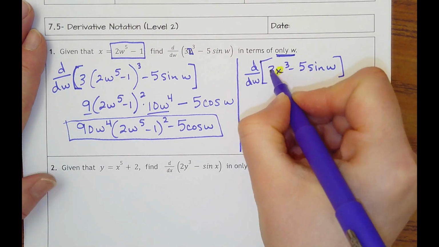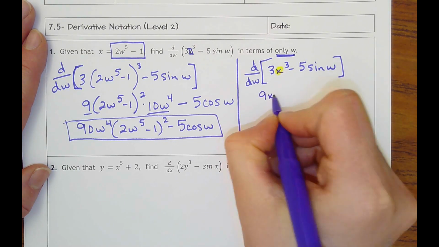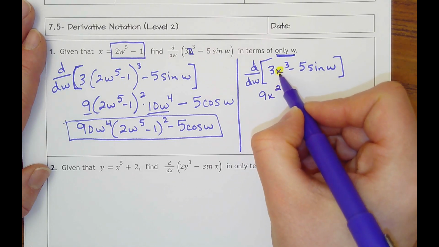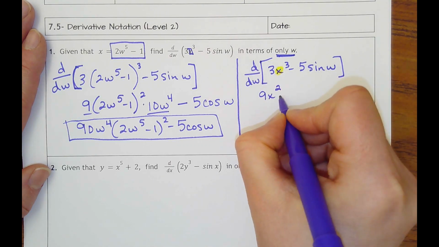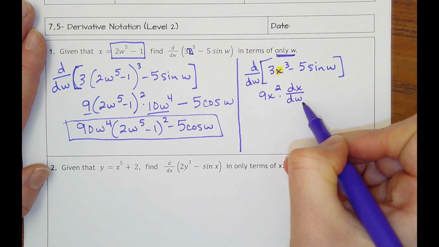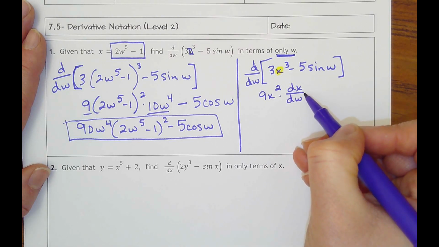I'm still going to take the derivative of this the same way. So that would be chain rule is 9x squared. But then I would have to take the derivative of x, which I'm going to multiply here and get dx over dw. I know it's weird. Stay with me. So times dx over dw. That's just a derivative of x in respect to w because we don't know what x is.